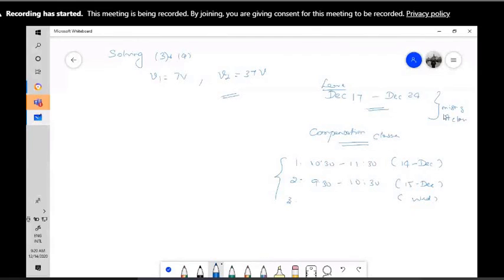Here, if you see carefully, we will be missing the class on 19, and we will be missing the class on maybe 21st. And then 24th we will be missing the class. So 4 classes we are ultimately missing. So 3 I am compensating now, and 1 class will be compensated later on after I come back. Okay, so please note this.